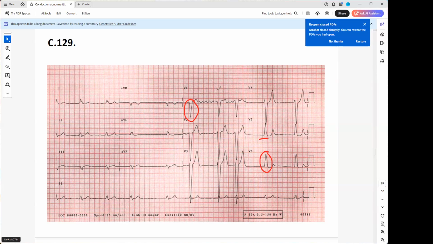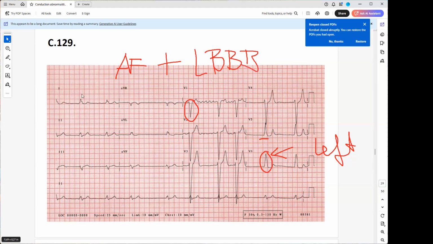For this one, it's widened QRS. There are no P waves. This is AFib, that's fine. Plus, the V1 is negative, so it's a left bundle branch block. Yes. And the axis is positive in aVF, it's about zero, so it's around zero. It's 0 degrees, just normal.